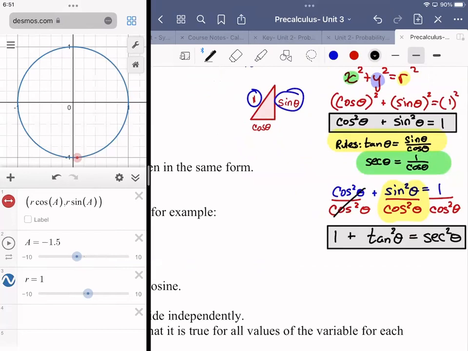Our third one comes from taking our original, our first Pythagorean identity, cosine squared theta plus sine squared theta equals 1, and dividing each part of this by sine squared theta.